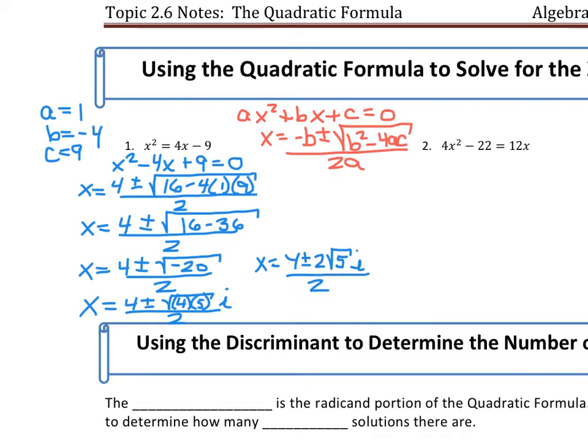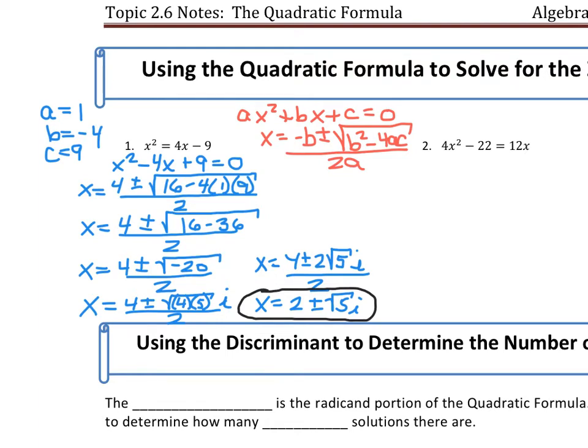And I can actually go ahead and divide both the terms in the numerator by 2, since they're both even. So x equals 4 divided by 2 would be 2, plus or minus 2 square roots of 5 divided by 2 would just leave us the square root of 5, i. So what we have left here is 2 complex conjugate solutions, 2 plus or minus the square root of 5i.